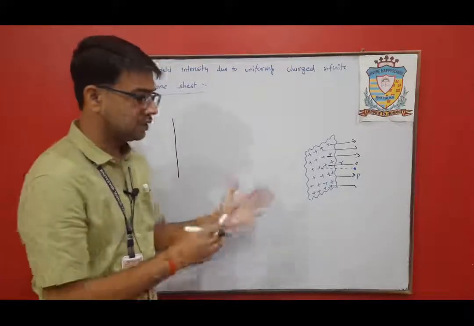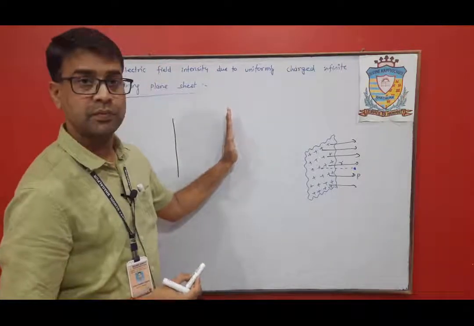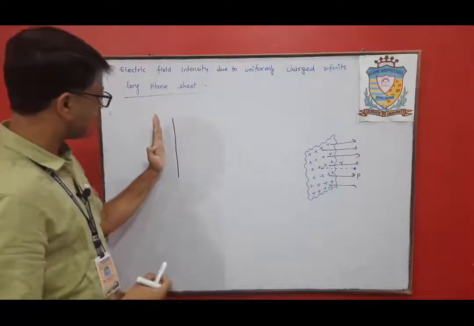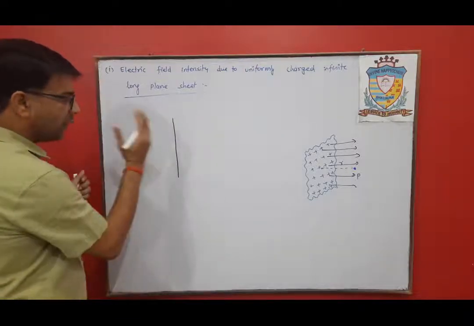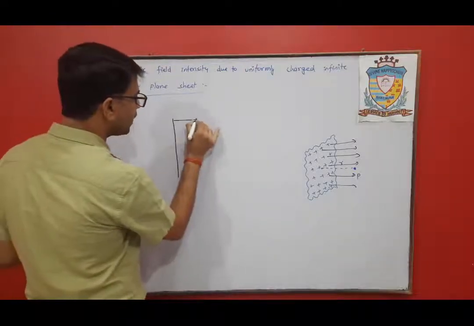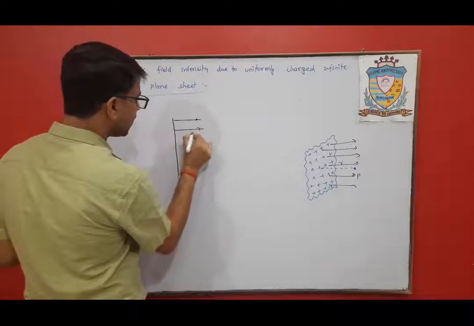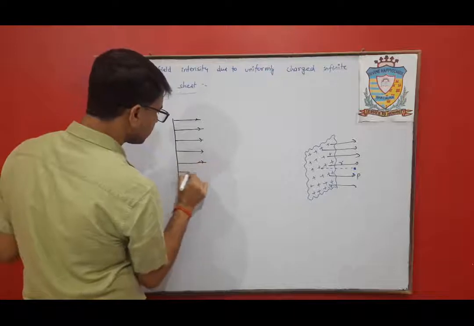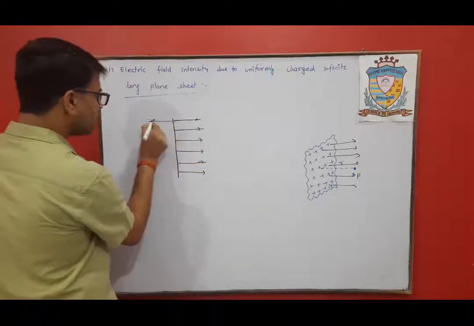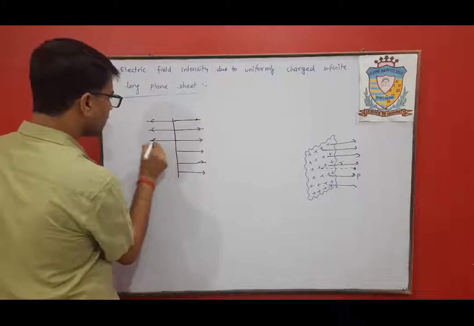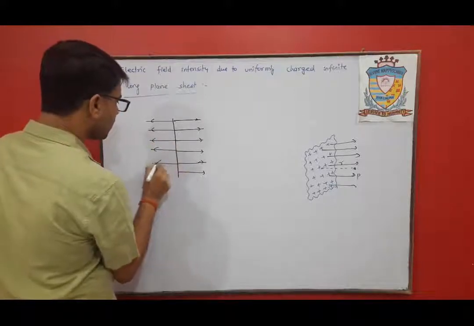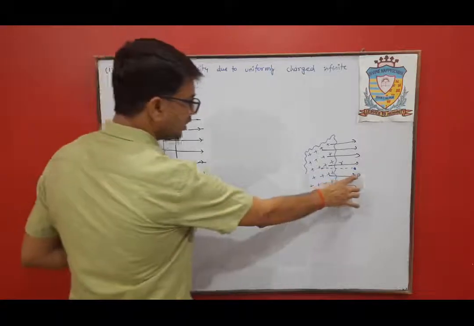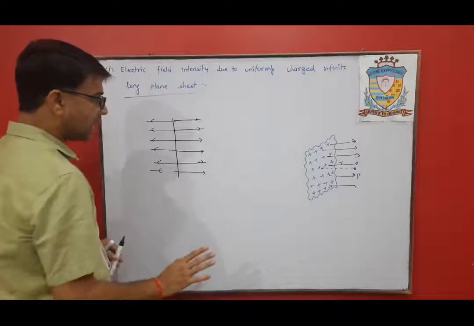Suppose this is our plane sheet which is kept like this. Clear? This is our plane sheet. Initially it is kept like this, so here it is kept like this in side view. If it is uniformly charged, what will be the direction of electric field intensity? That is somewhat like this, and it is on both sides. Clear?